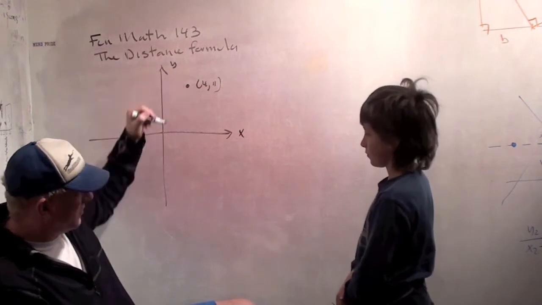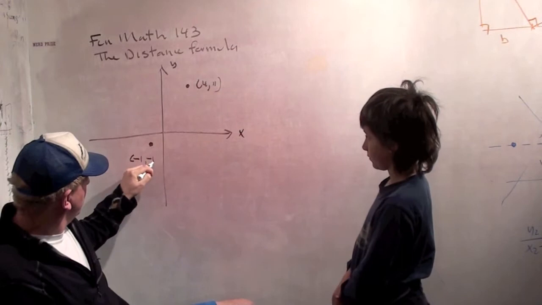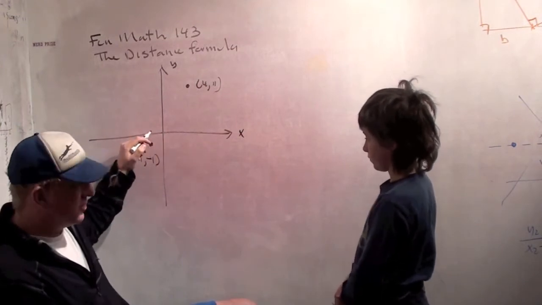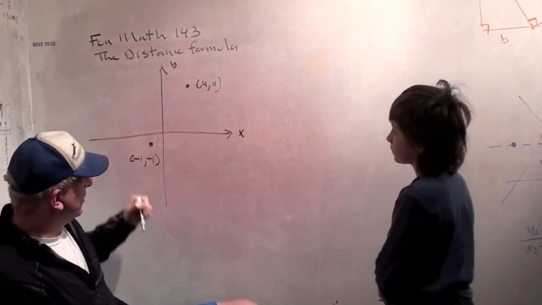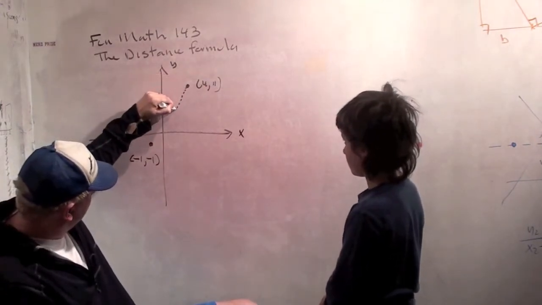It's probably not drawn perfectly right, but that's fine. And I'll make another point here, which is (-1, -1), and that means we go backwards 1 in the x direction and down 1 in the y direction. And the question is, how far apart are these points?